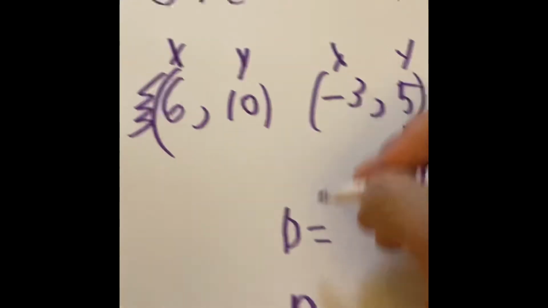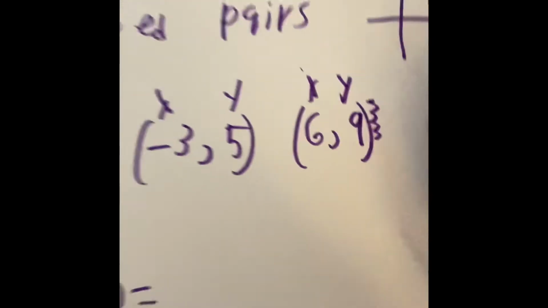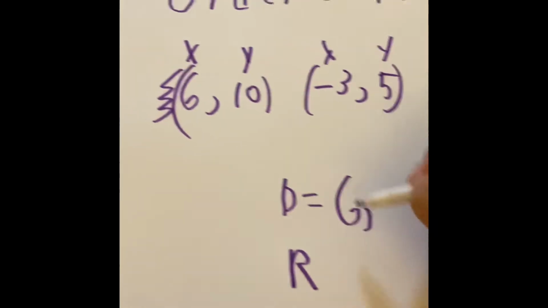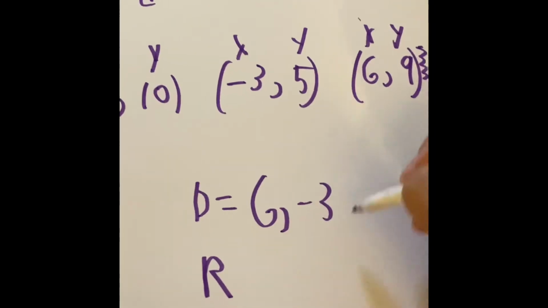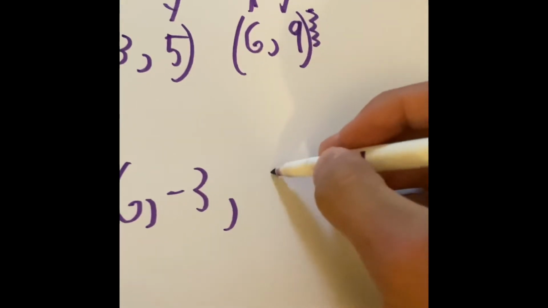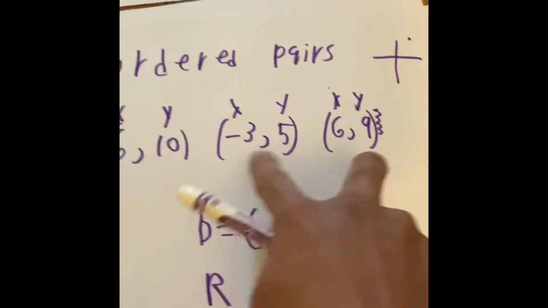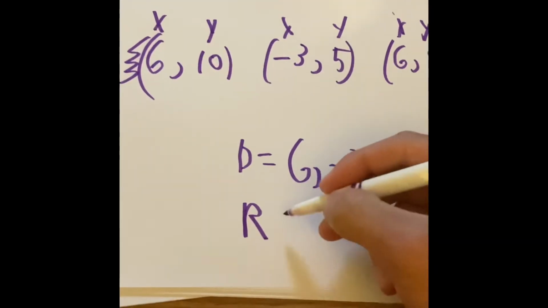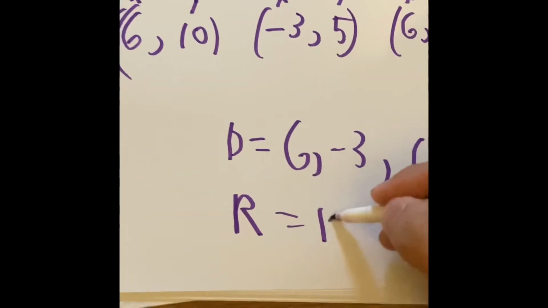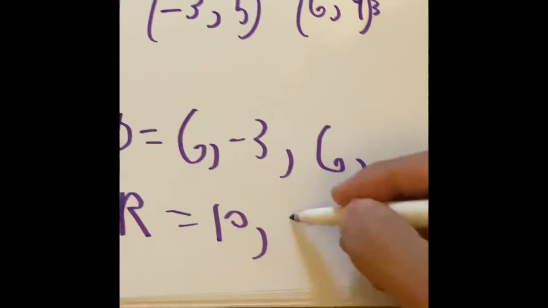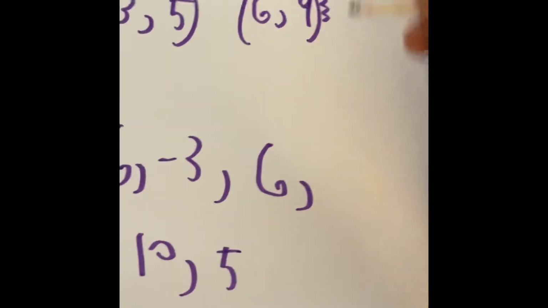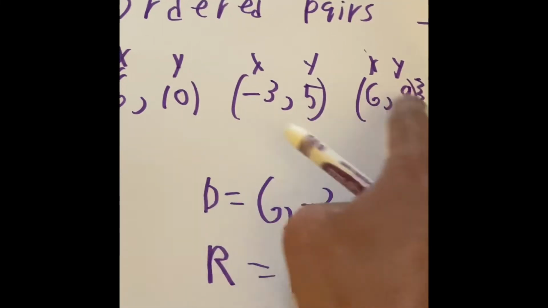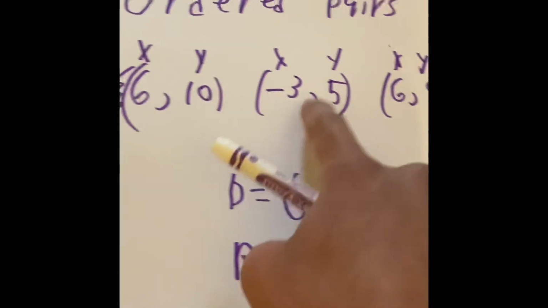Your domain is going to be all the x's that you find in this ordered pair. So we have 6, -3, and 6 again. Those are your domains because those represent what you insert for x. Y is pretty much the same thing. We have 10, 5, and 9. So those are our ranges, or what number we get when we insert x into the formula.